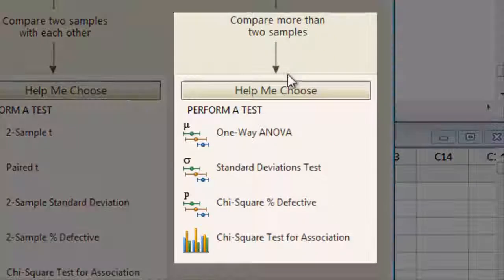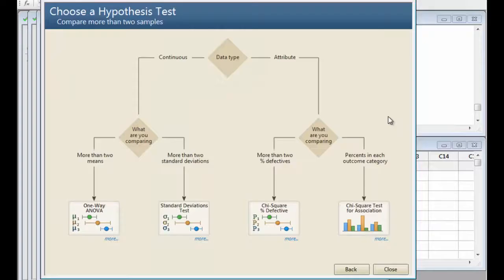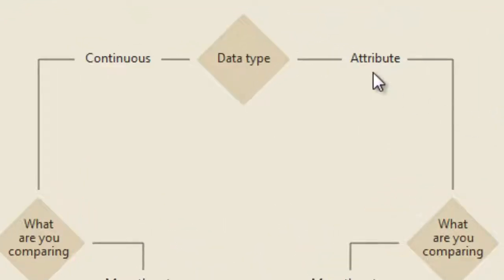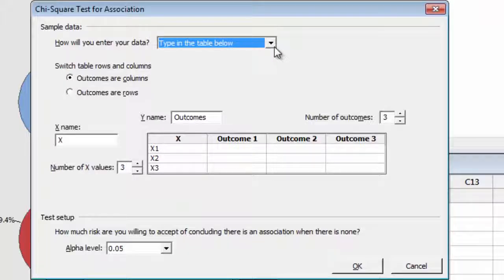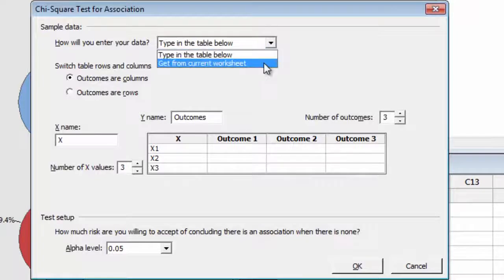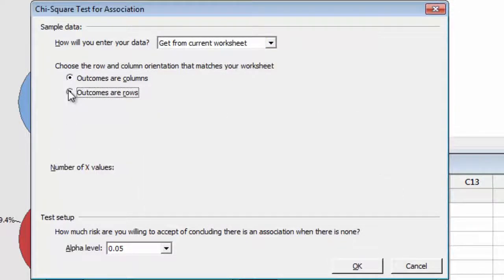But which of these 4 tests is right? Click Help Me Choose for guidance. The assistant's decision tree continues to guide you to the correct analysis. We know we have attribute data, and we want to compare percentages in outcome categories, so the chi-square test for association is appropriate. We already have summarized data in our worksheet, and the outcomes are rows.